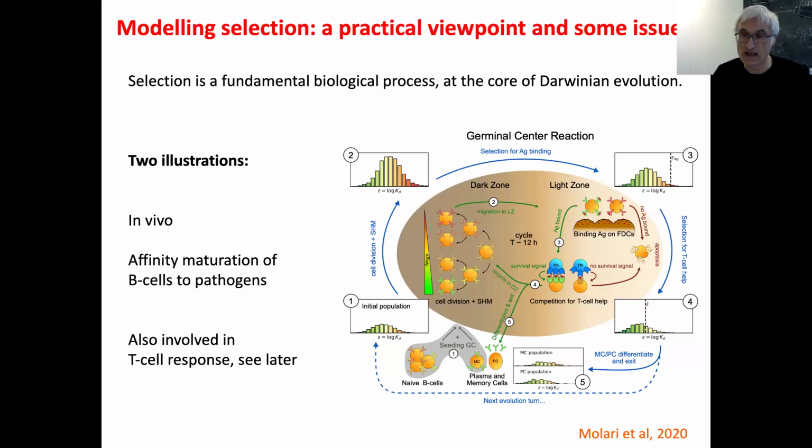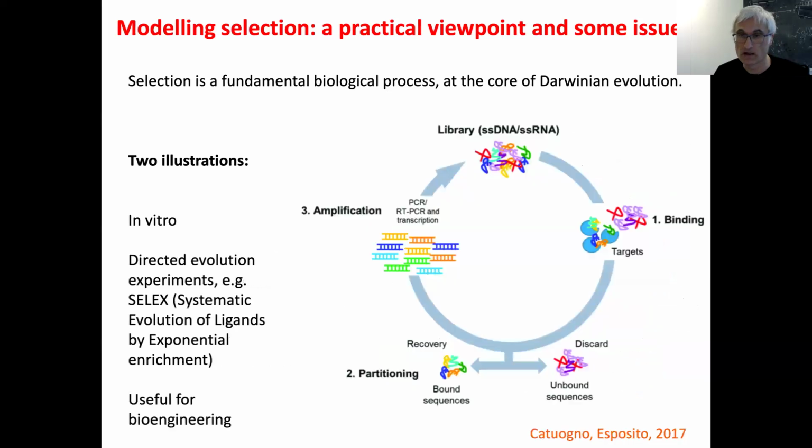Another example of this selection process is now not in our bodies, not in vivo, but in vitro. This is used by many people in biochemistry or in chemistry that want to build some molecules with some interesting properties. So, for instance, imagine you would like to build some kind of small DNA or small RNA molecule which is able to bind some target. I will show you some practical example of that very soon. It might be very difficult to design it ab initio from first principles.